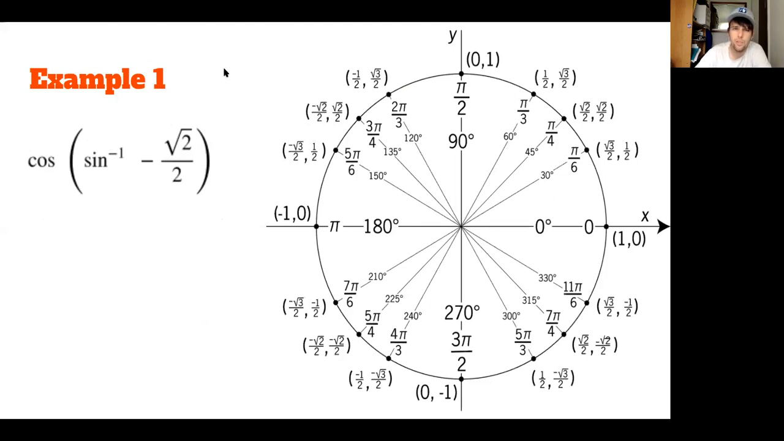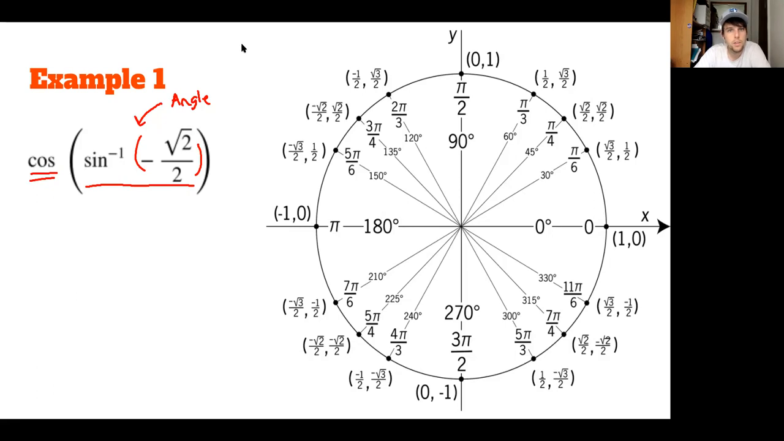But first, let's just make sense of what this is asking. Mathematically speaking, we always start on the inside of our parentheses. So we have to figure out what this is having us do. This is saying, what angle has a sine ratio of negative root 2 over 2? So I'm going to get an angle here, and then I'm going to figure out the cosine of that angle. Easy enough. So my overall output is going to be the cosine of some angle, which is a ratio.